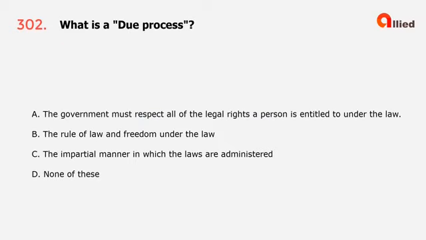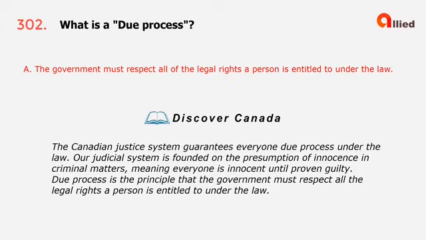Question 302. What is a due process? A. The government must respect all of the legal rights a person is entitled to under the law. B. The rule of law and freedom under the law. C. The impartial manner in which the laws are administered. D. None of these. The answer is A. The government must respect all of the legal rights a person is entitled to under the law.